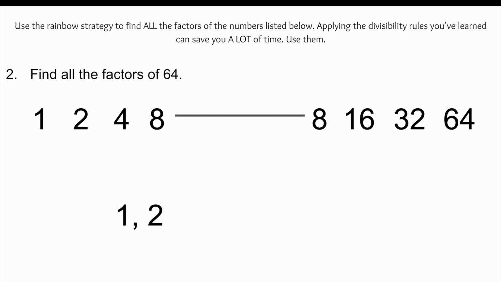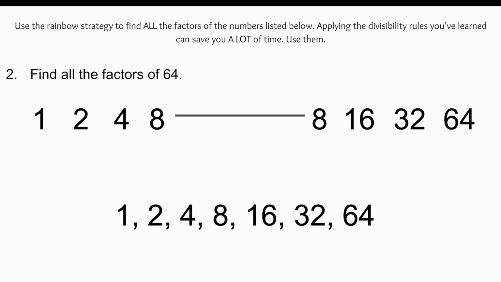1, 2, 4, 8, 16, 32, and 64 are all factors of 64. Notice how I didn't write 8 twice, right? 8 is a factor of 64. You don't need to say 8 is a factor of 64 and 8 is a factor of 64. It only needs to be listed once.